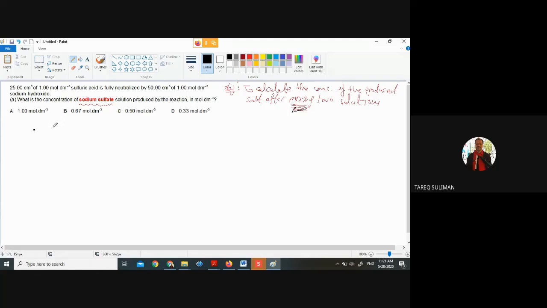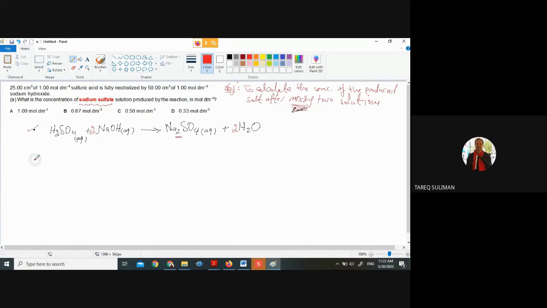What are the reactants? Sulfuric acid, which is H2SO4, plus NaOH. I recommend that you always state the physical state symbols. Then we obtain sodium sulfate, Na2SO4 aqueous, plus H2O. If we go to the balancing of this equation, we have 2Na, so 2NaOH, and we have 2H on that side and 4H here, so we put 2H2O. This is the first step.